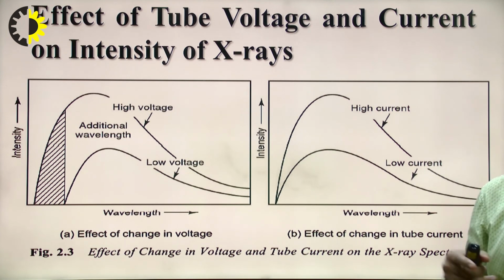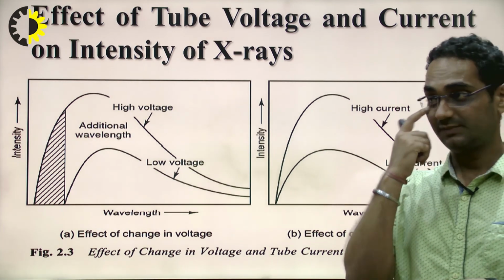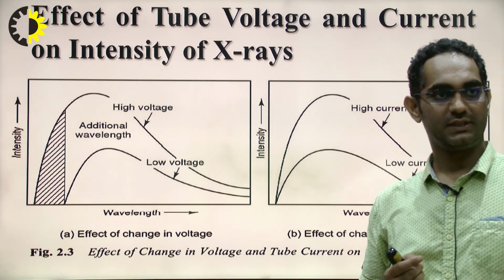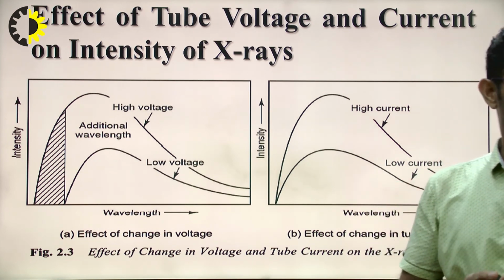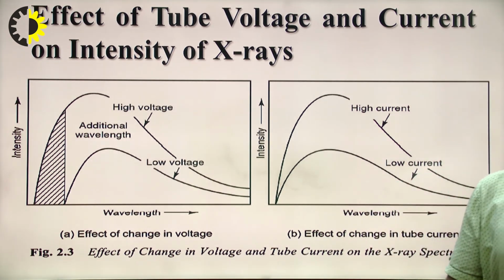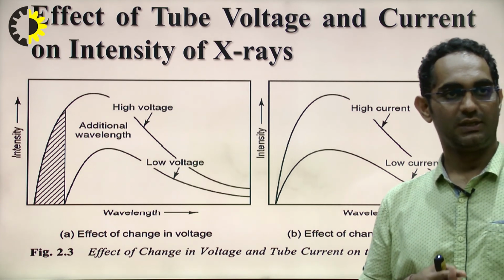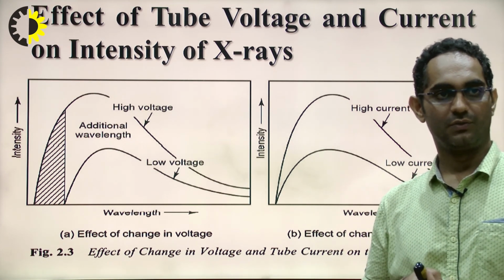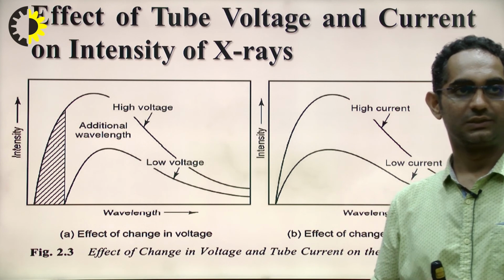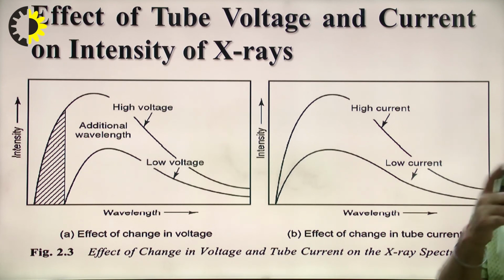So, this is the diagram of the effect of change in voltage and tube current on the X-ray spectrum. Here we can see the effect of change of voltage on the intensity as the wavelength increases. Intensity first increases with high voltage, and then after that, with additional wavelength, it goes down. For high voltage it makes a peak, and with low voltage it forms a spectrum like this.